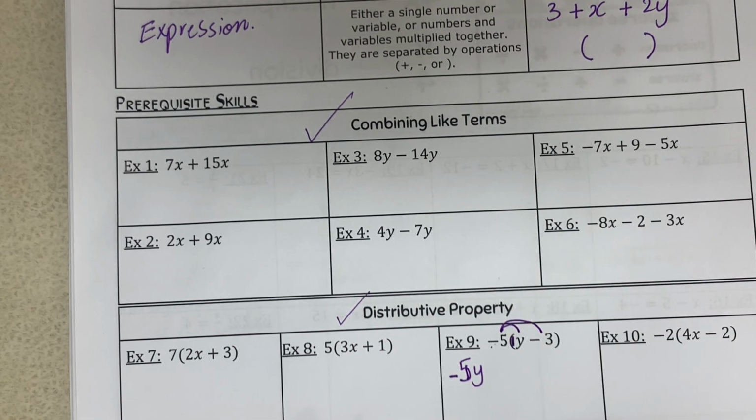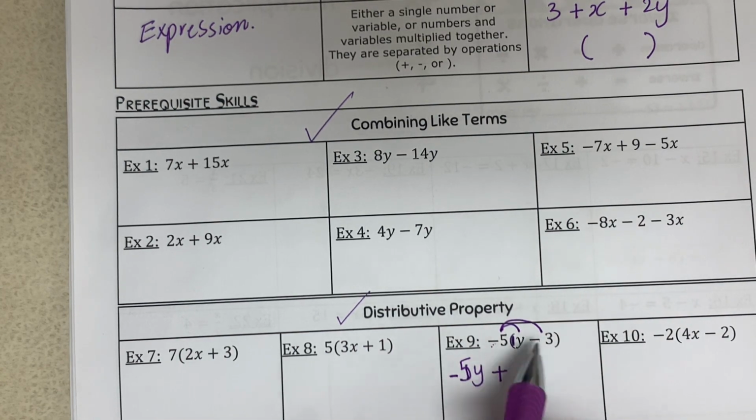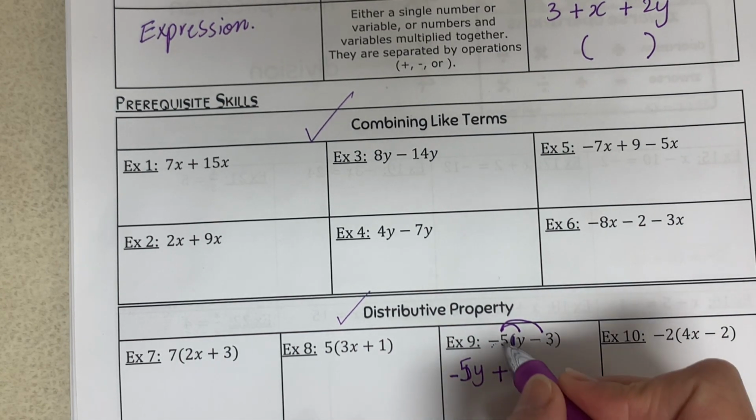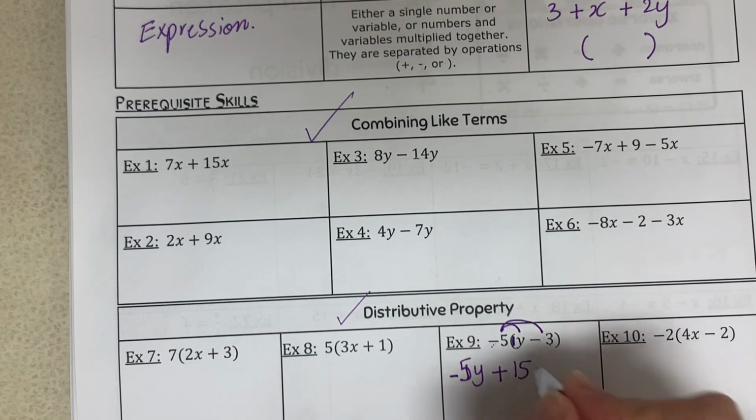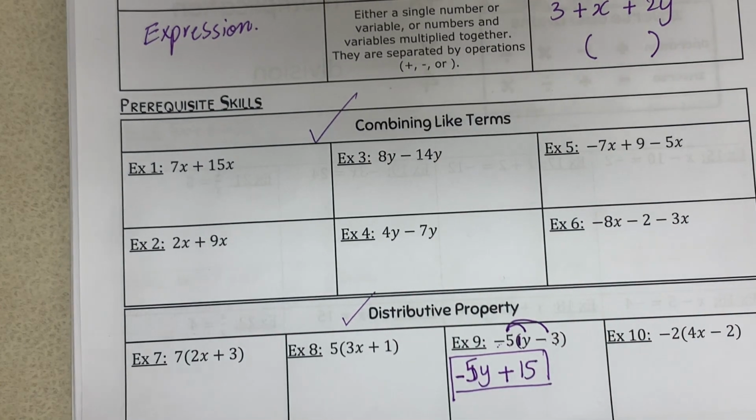This number multiplies with the second term. Minus times minus is a plus. So first thing, always pay attention to the negatives, and then number multiplied by number. 5 times 3 is 15. There's no variable, so you're done. This is the answer.